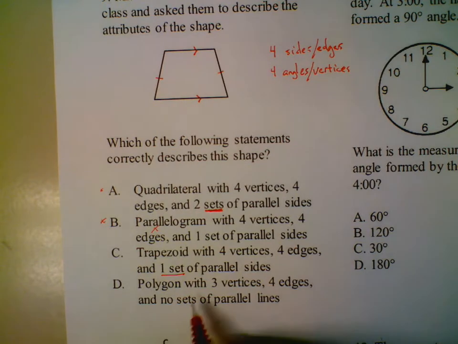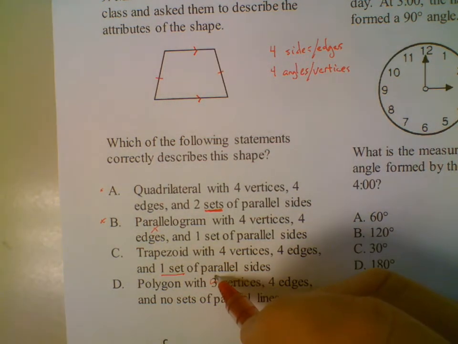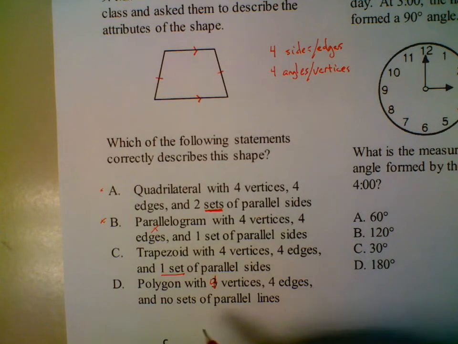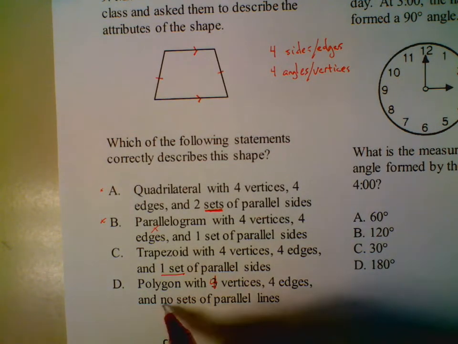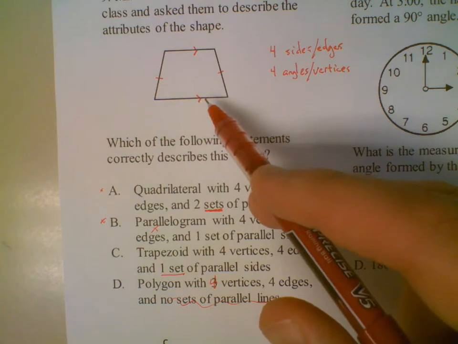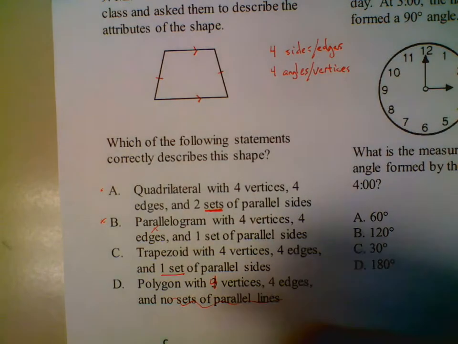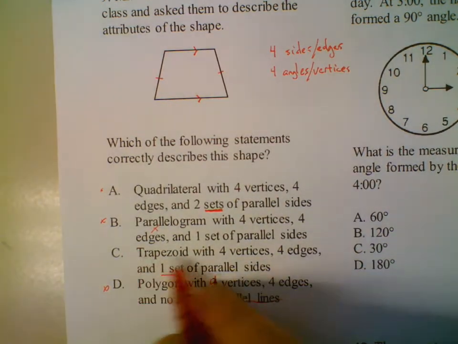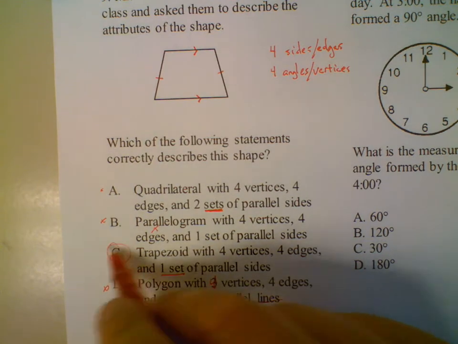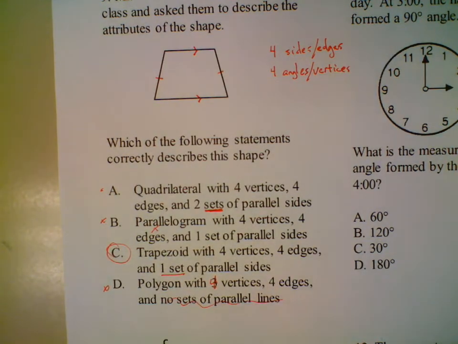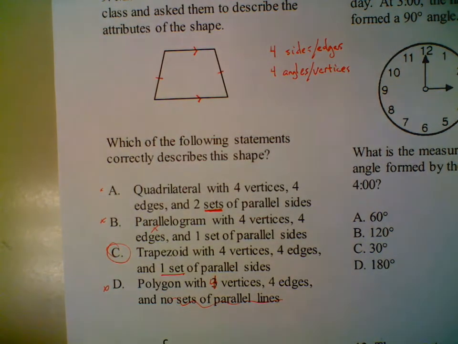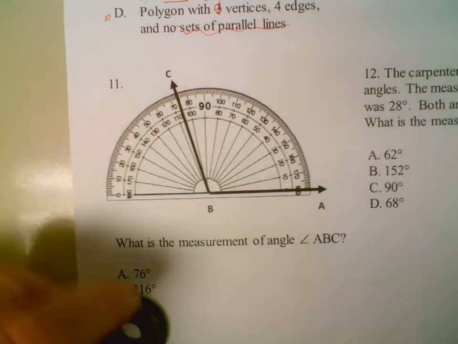All right, it is a polygon. It doesn't have three vertices. It has four. It has four edges and no sets of parallel lines. Well, that's not true because this does have some parallels, top and bottom. So that's no good. C is the right answer, and I tried everything else, and they're no good. All right? All right, last one together, 11.